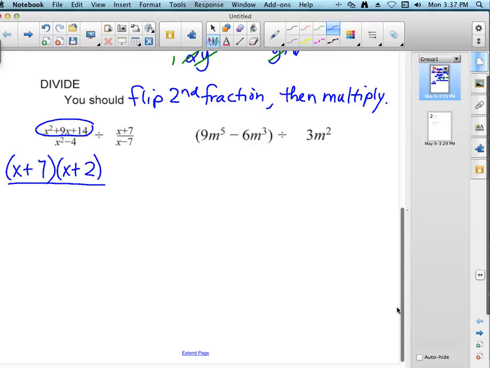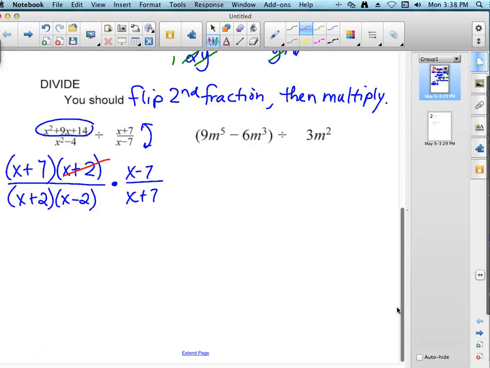On the bottom, we have another difference of squares again. It factors into x plus 2 and x minus 2. And since it's division here, we are going to have to flip those two. So we're going to change it to multiplication. The x minus 7 is going to move up to the top, and the x plus 7 is going to move to the bottom. And then once again, we look for things that we can reduce.